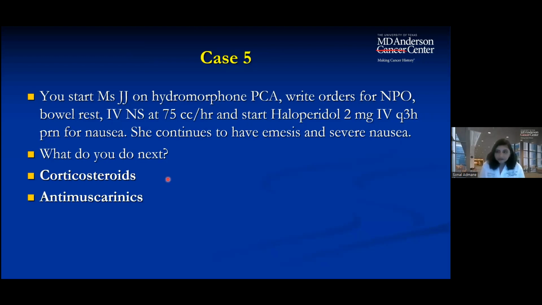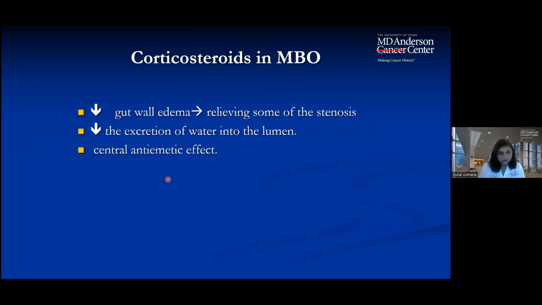So other agents that have been used in malignant bowel obstruction include corticosteroids and antimuscarinic agents. So corticosteroids usually work by decreasing gut wall edema, by relieving some of the pressure, and then also decrease excretion of water into the lumen, and they have a direct effect on the chemoreceptor trigger zone as well.